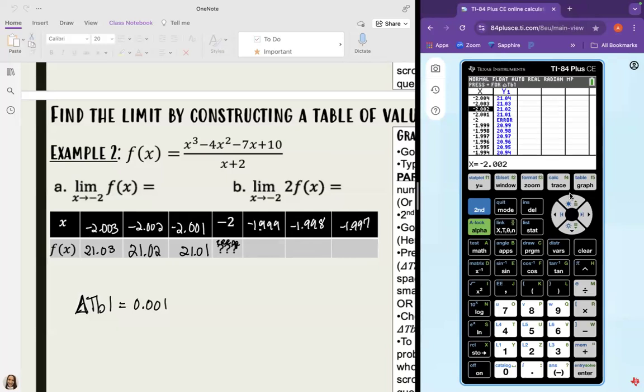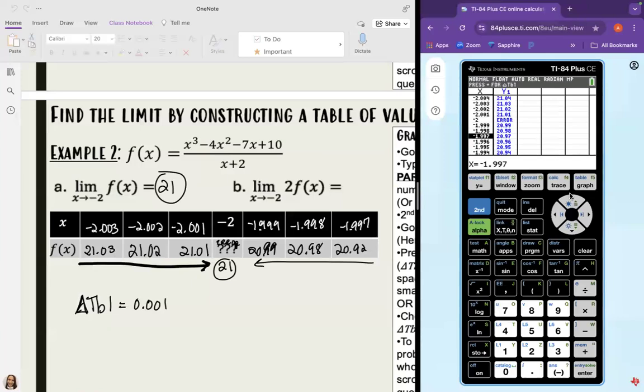So on the right, we look at, just put in your values, 20.99, 20.98, and 20.97. Okay, from the left, what value does it look like the function is approaching? What is the limit? 21. What is the limit from the right? Also 21, right? So I can safely conclude the limit of f(x) as x approaches -2 is 21.